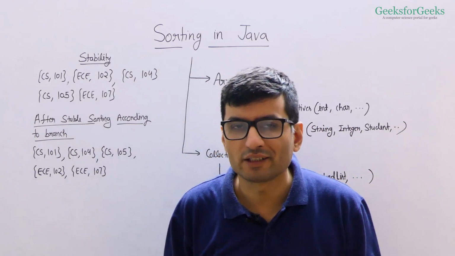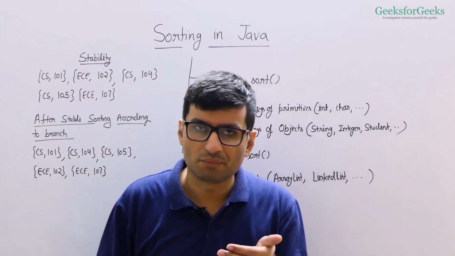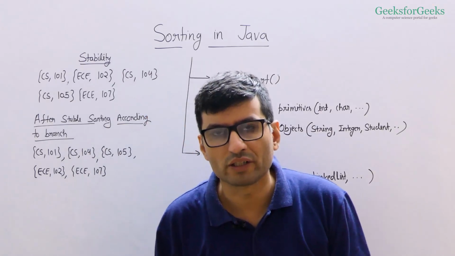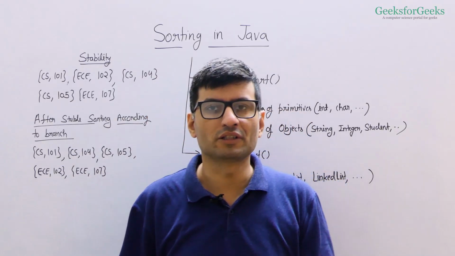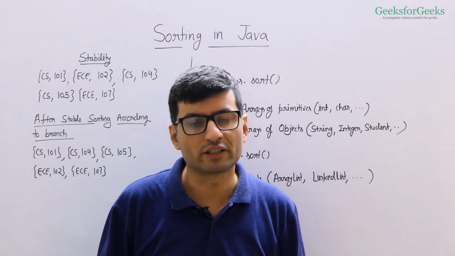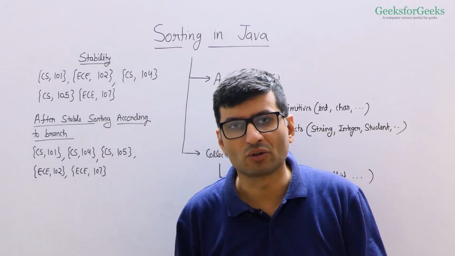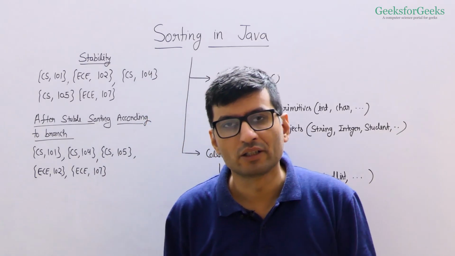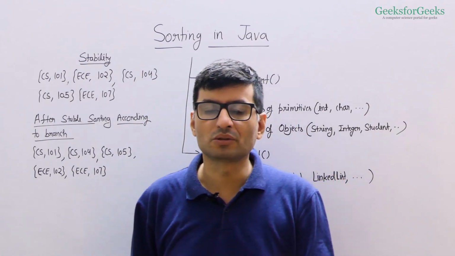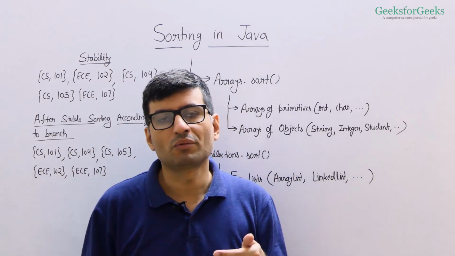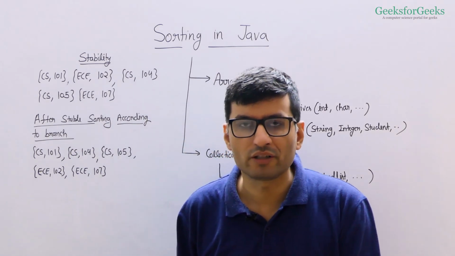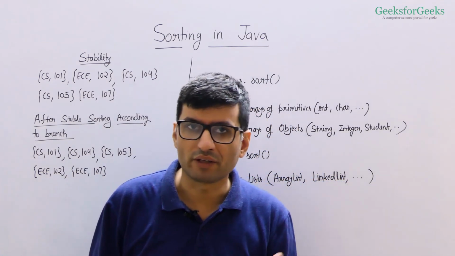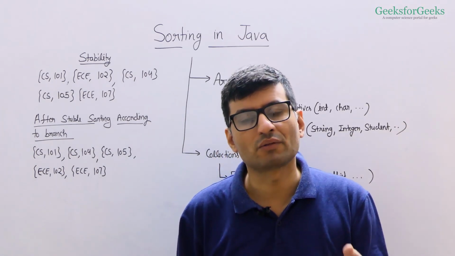So Java's idea is this: if you have primitives, int, char, long types, then stability is not required. It's obvious, right? If you have two integers, 10 and 10, you can put any 10 first. It doesn't matter because they don't represent any object. But when you have non-primitives, then stability might be needed. So Java has a simple rule. They use a stable algorithm when an array of objects, an array of non-primitives, is sorted, and they use an unstable algorithm, which is slightly faster because it doesn't guarantee stability, for primitive types.